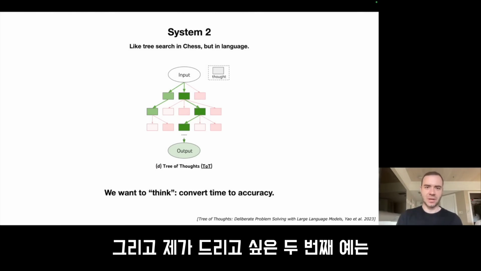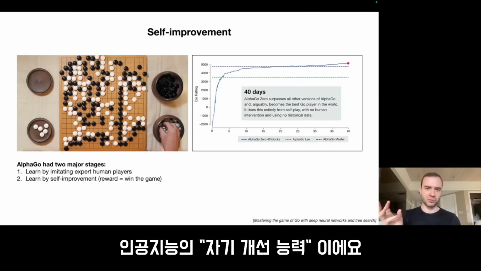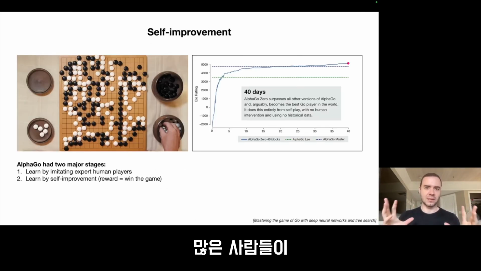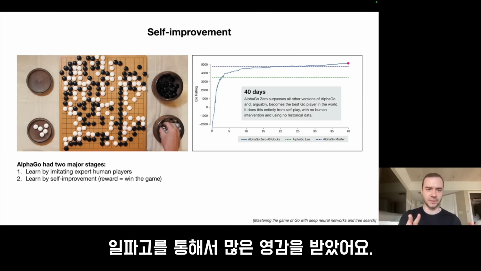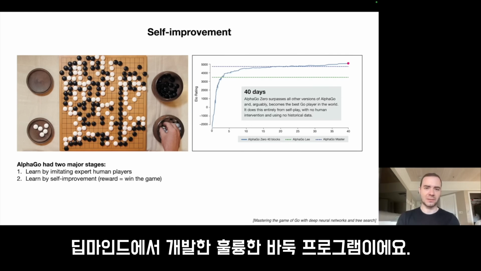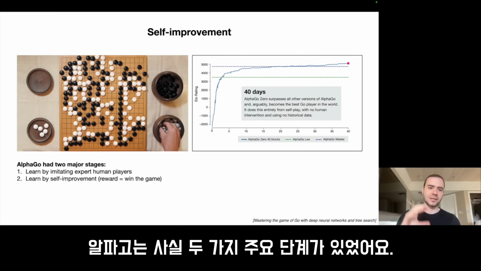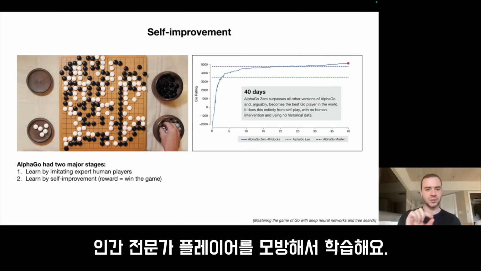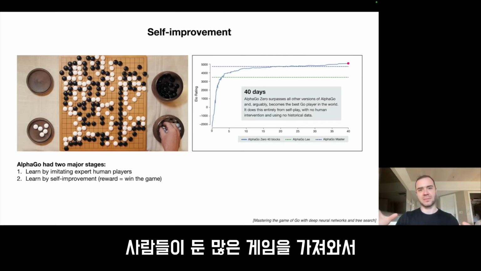The second example I wanted to give is this idea of self-improvement. I think a lot of people are broadly inspired by what happened with AlphaGo. AlphaGo was a Go-playing program developed by DeepMind, and it had two major stages. In the first stage, you learn by imitating human expert players. So you take lots of games that were played by humans.